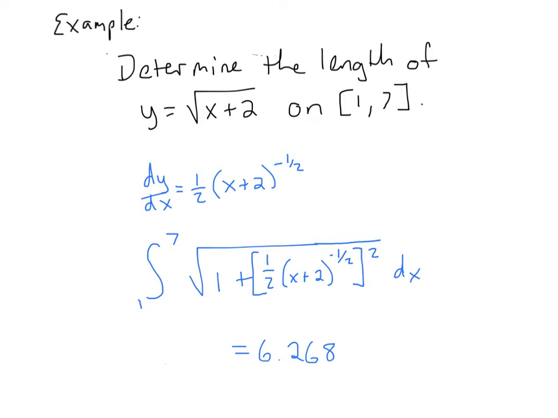And now we have to fill in our integral. So we write our integral from 1 to 7 because that's the interval that they gave us. The square root and the 1 plus are always in the formula, so the only part that we're really filling in is this right here where we're putting dy/dx into the integral. So the integral of the square root of 1 plus (dy/dx) squared dx. And for this one, I used a calculator to evaluate it to get 6.268.